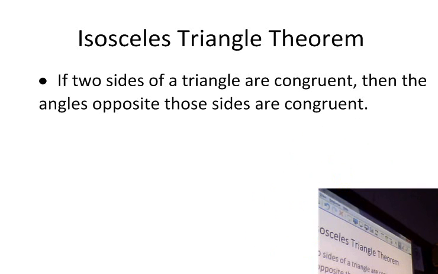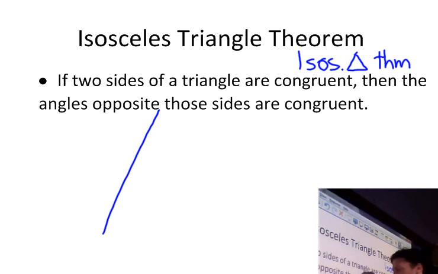You can say isos, and then make a little triangle, and then THM. Like this website, THM. Oh, theorem. So you got it?